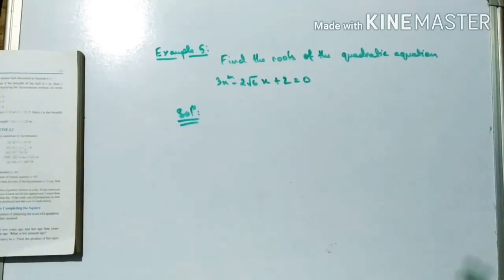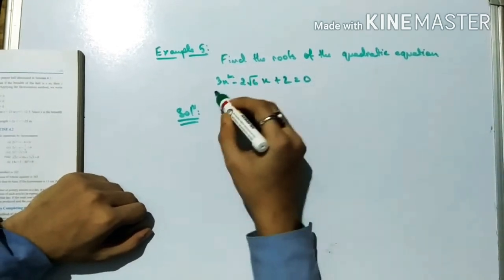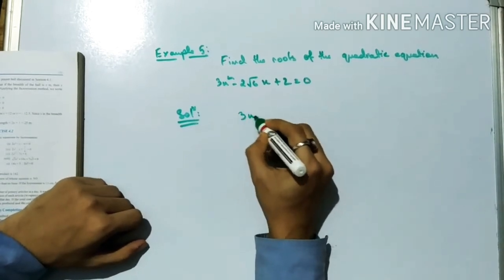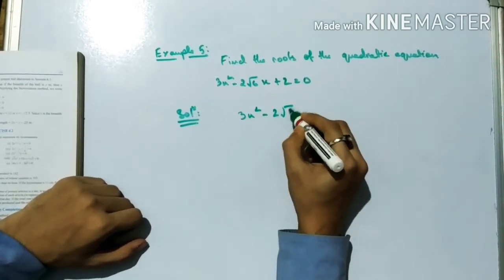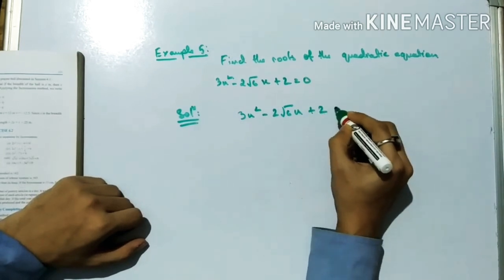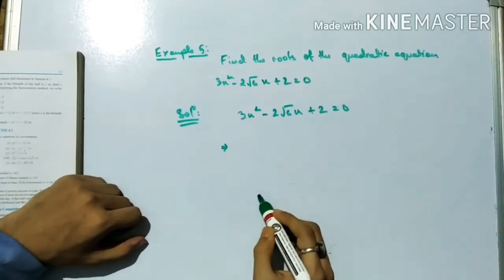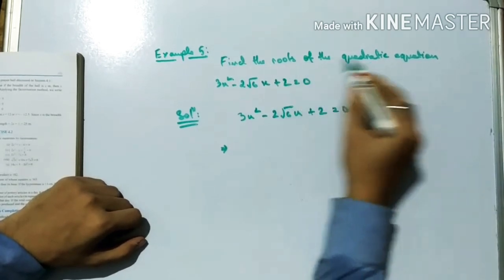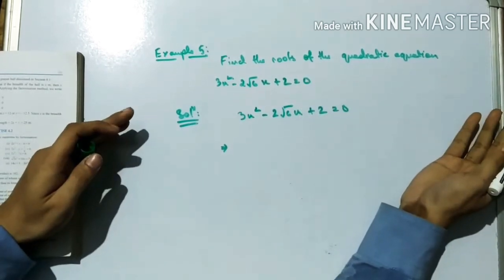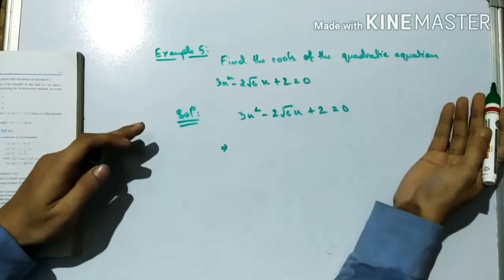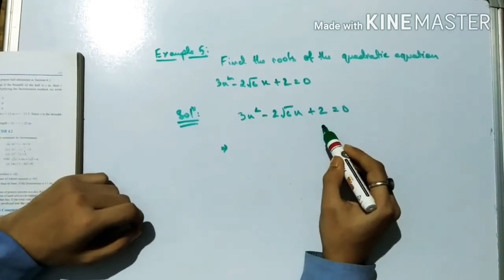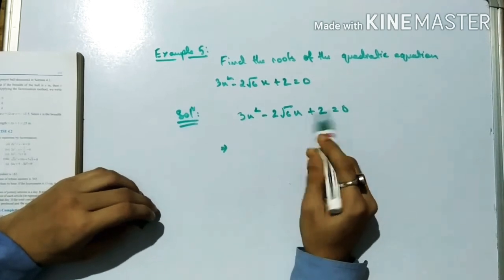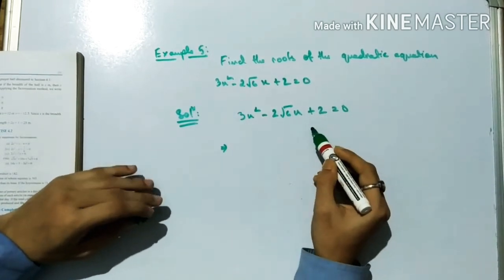Now in here you see what I will do. Find the roots of the quadratic equation, this one: 3x² - 2√6x + 2 = 0. I have to find the roots here. Understand? So in place of splitting the middle term, I will do this a little bit differently.